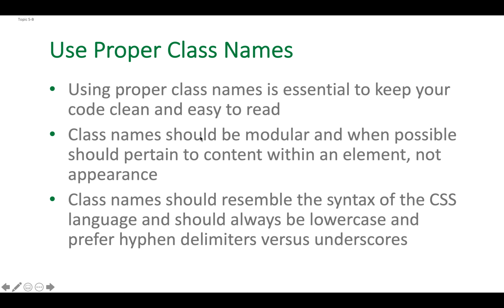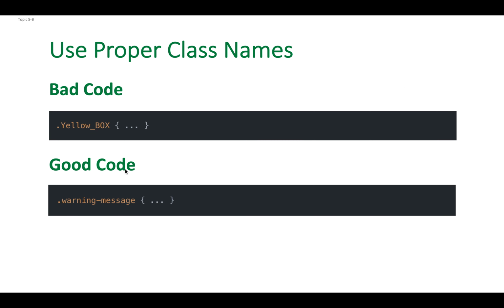Okay, using proper class names is essential to keep your code clean and easy to read. Class names should be modular and when possible should pertain to content within an element, not appearance. Class names should resemble the syntax of the CSS language and should always be lowercase and prefer hyphen delimiters versus underscores. Better yet, just don't have either one of those, dashes or underscores. Just use all lowercase. So an example of bad class naming is capital Yellow underscore BOX capital. An example of a good class name would be warning-message, all lowercase.